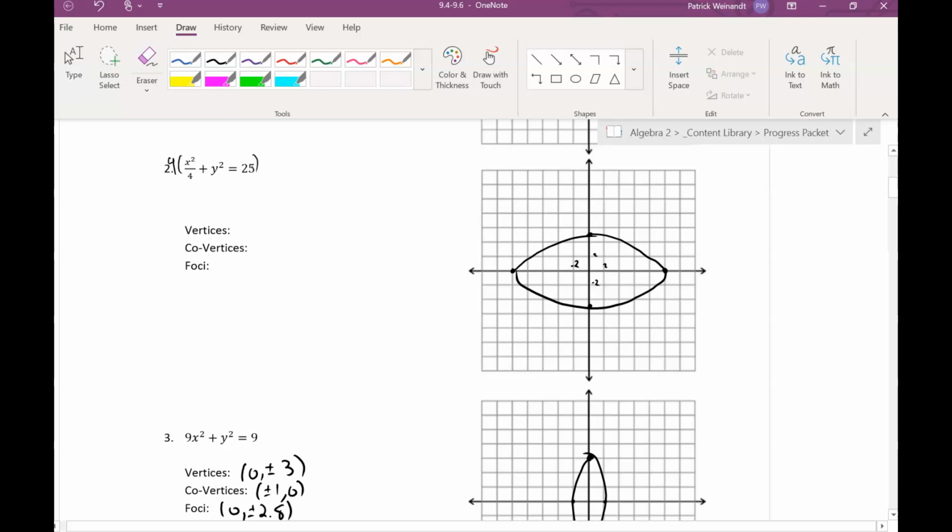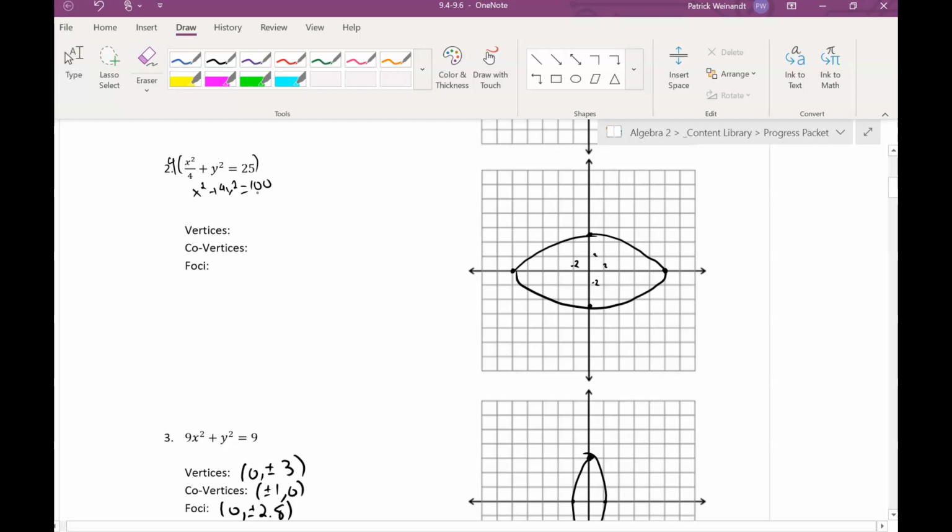You don't want to divide everything by 25 right away because then you're going to have something in the numerator, which you don't want. So we're going to multiply by 4, which will effectively reduce this. We're going to be left with, not 4x squared, we're going to be left with x squared plus 4y squared equals 100.